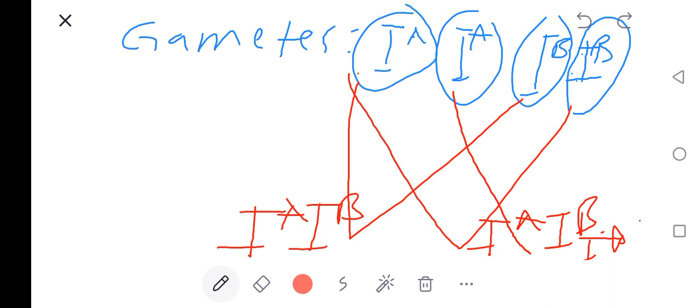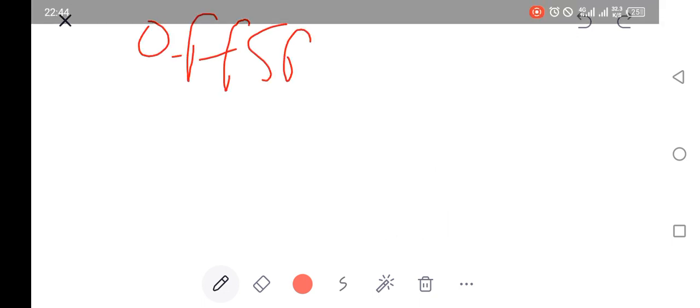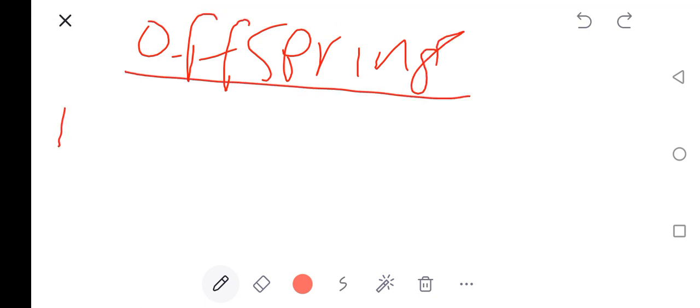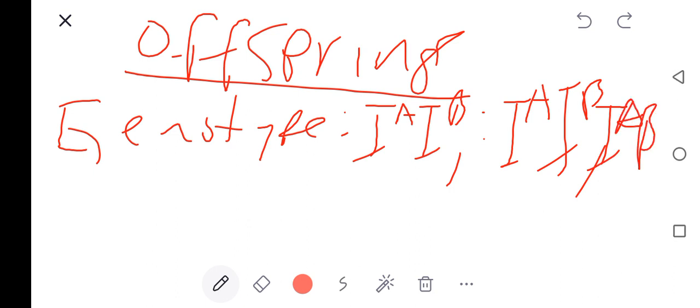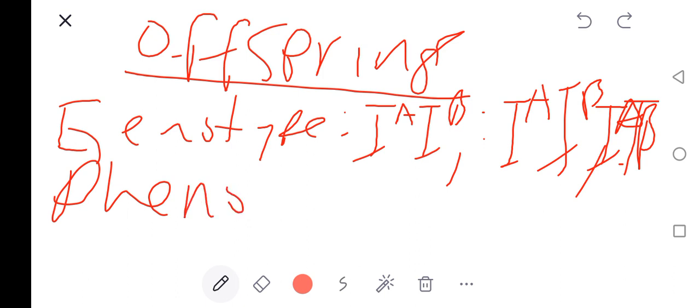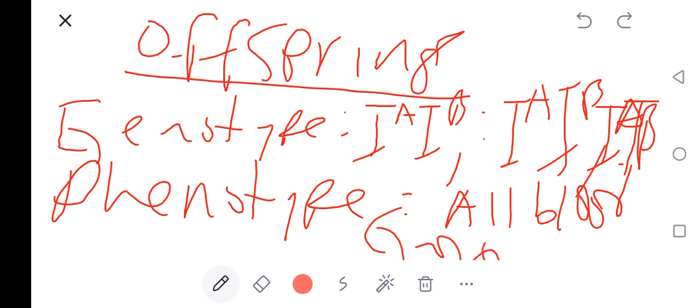So you come here and write random fertilization. Then after random fertilization, you write the offspring. The genotype is IA IB, IA IB, IA IB, IA IB. The phenotype is blood group AB, blood group AB.